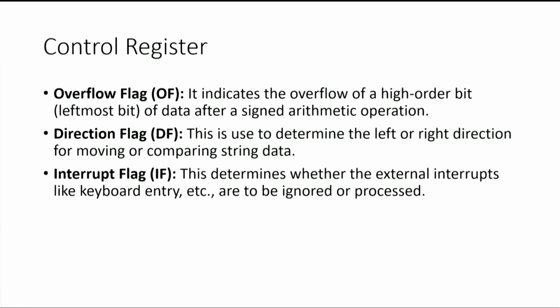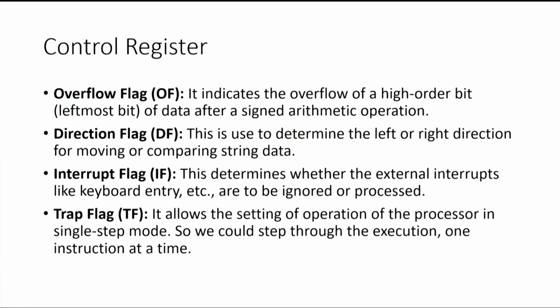Interrupt flag. This determines whether the external interrupts like keyboard entry, and so on are to be ignored or processed. An interrupt flag, we have 1 if you enable an interrupt, for instance a keyboard entry, and it will have 0 if you disable it. Trap flag. It allows the setting of operation of the processor in single step mode, so we could step through the execution one instruction at a time. So if a trap flag has 1, that means the trap flag is enabled, so there is an execution of one instruction at a time. Otherwise, if it is 0, it is disabled.